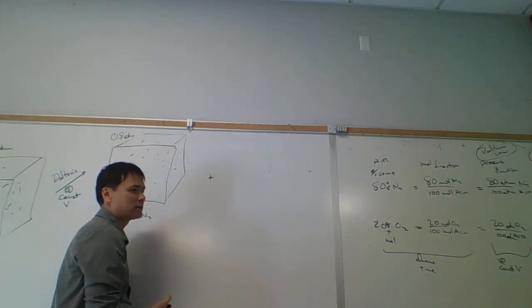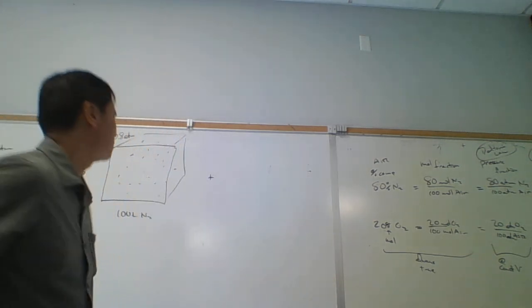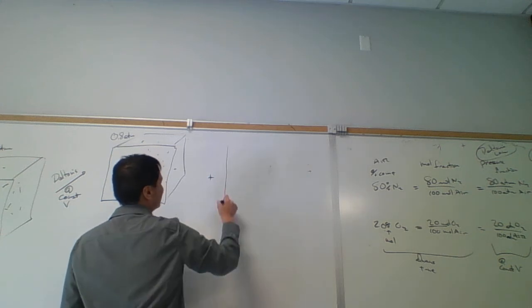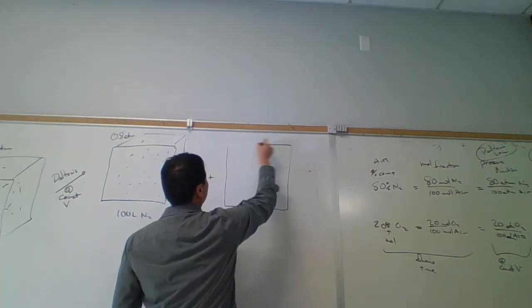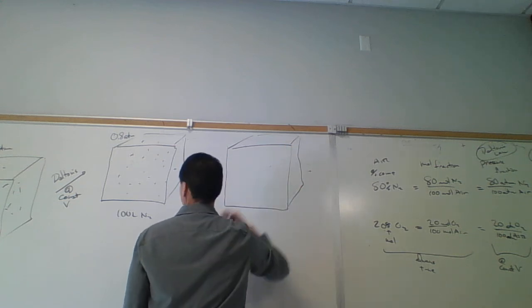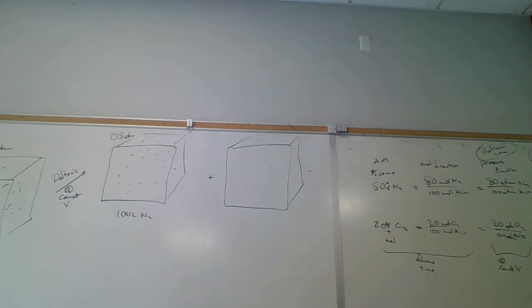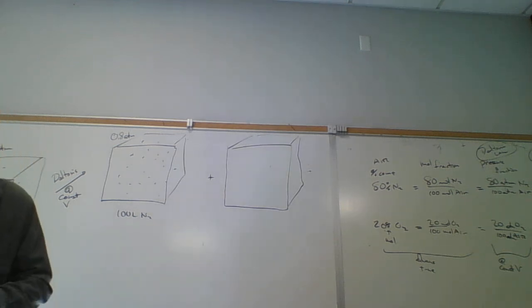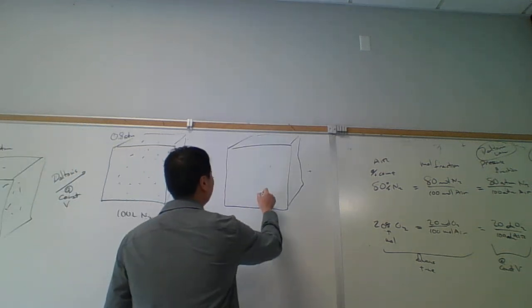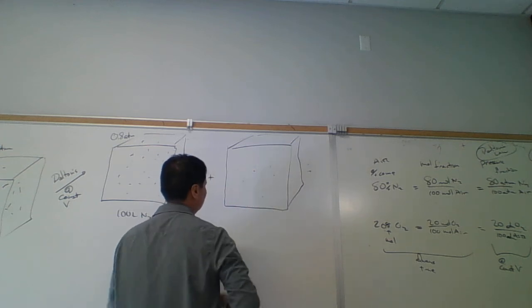Now, how big is the box? How many liters of oxygen do I have? 100. I'm going to have 100 liters of oxygen. Why is it 100? It's 100 because I'm visualizing it as a Dalton's mixture, and when I visualize it as a Dalton's mixture, all the gases are going to have the same volume. So I'm going to have 100 liters of O2.